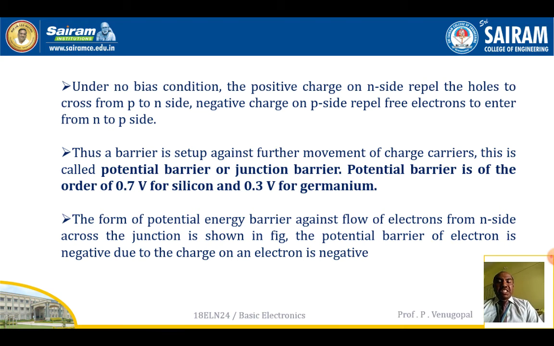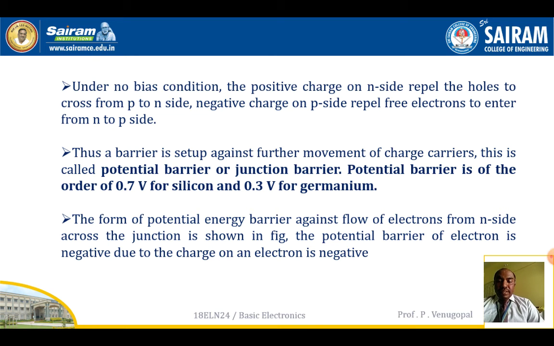Under no bias condition, the positive charge on the n side repels the holes from crossing the junction from p to n side. The negative charge on the p side repels free electrons from entering from n to p side. So because of this, a barrier is set up against further movement of charge carriers, and this barrier is called potential barrier or junction barrier. So please keep this point in your mind. Potential barrier is of the order of 0.7 volts for silicon and 0.3 volts for germanium.